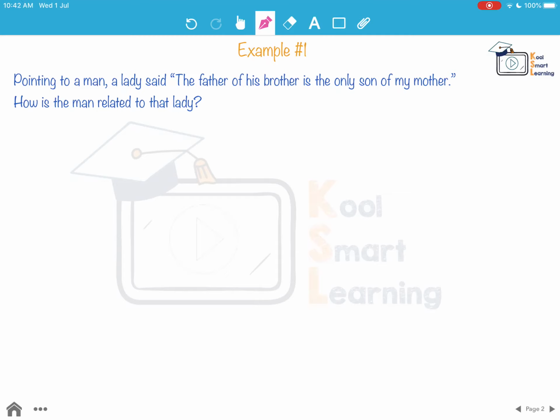So now in this, let's start from the man. As we said, we'll start from one end and then we'll draw a flow chart, right? So let's do that. We have this man, and the lady is saying the father of his brother. So the man's brother, the father of his brother. We're talking about the father of his brother, which means he is the father of this man also.